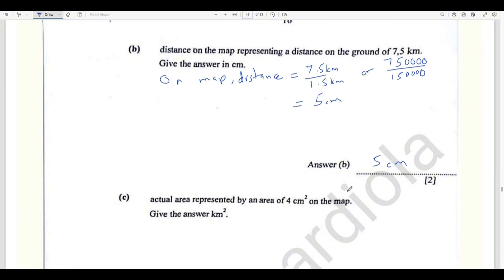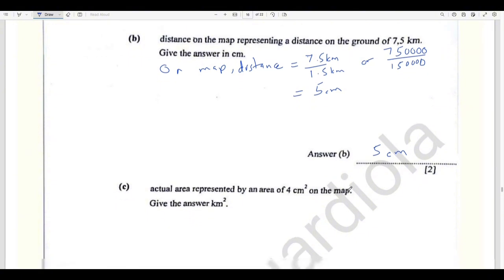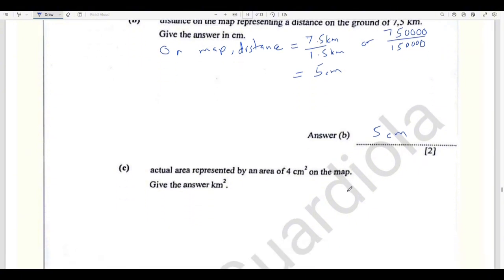Okay, and part C says calculate the actual area represented by an area of 4 square centimeters on the map, and give the answer in square kilometers. So here we need to just use a trick. We can see that 4 square centimeters means 4 times 1 centimeter times 1 centimeter. That's how we can break down 4 square centimeters. A square centimeter is 1 centimeter by 1 centimeter.